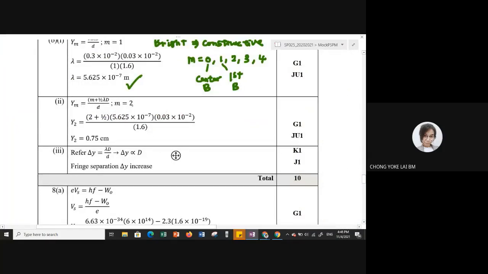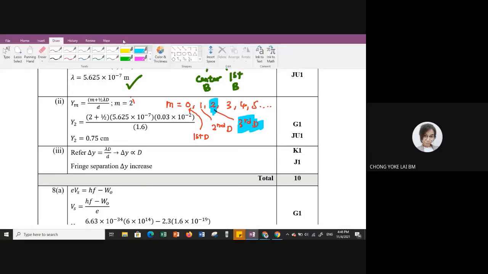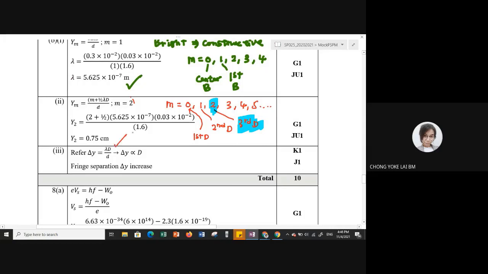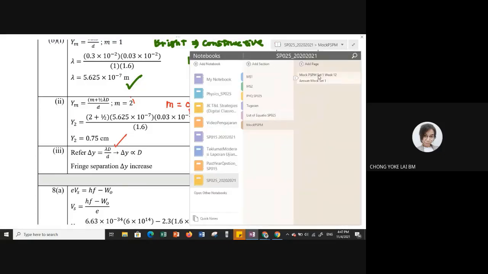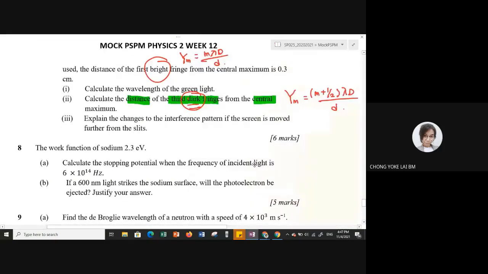Our M is 2. YM is 2. Kita boleh bilang M start from 0, 1, 2, 3, 4, 5 and so forth. Tapi class, for double slit, we do not have center dark. So 0 is for first dark. 1 is for second dark. So 2 is for third dark. So our third dark is M is 2. So kita gantikan dan kita dapat YM kita adalah 0.75 cm lah. The distance of third dark from the center. Okay. Dan we have the last question for question 7.